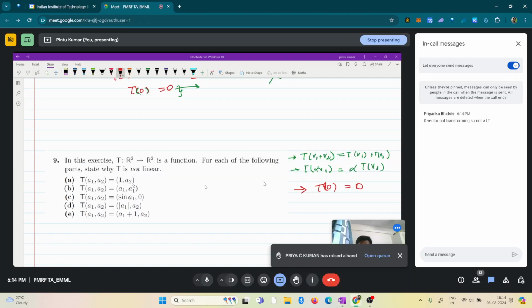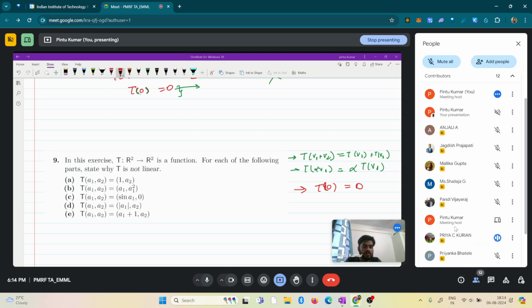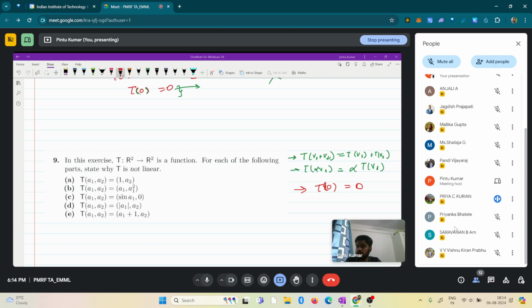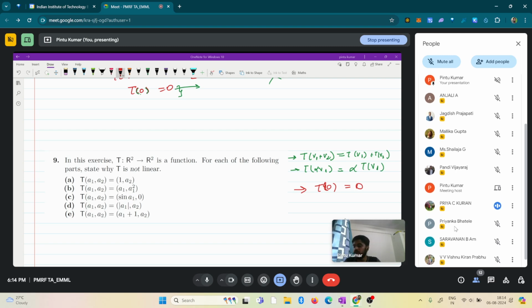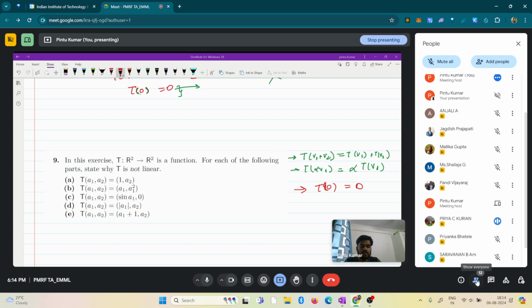Priya, you have raised your hand. If you want to speak, you can unmute or type it in the chat box. Using mobile, I couldn't find the chat box, that's why. First one is, according to me, it is non-linear.